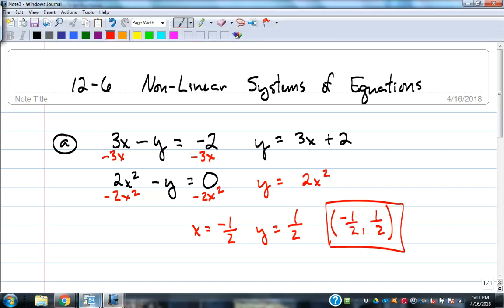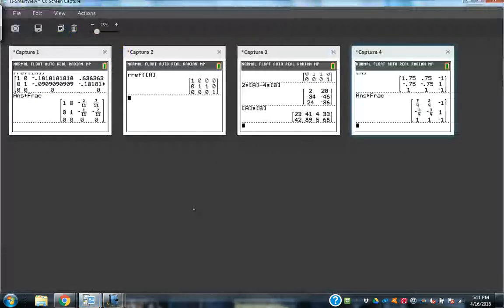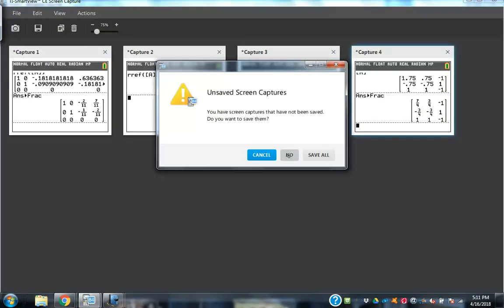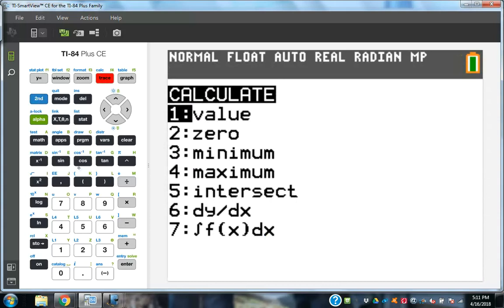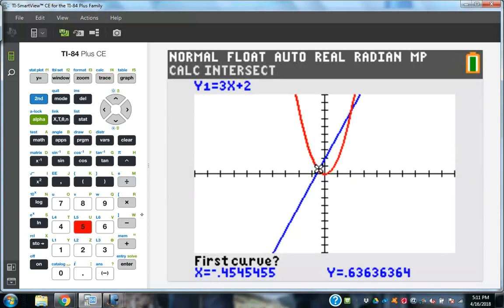Okay. Now I need to find that other intersection. So the other intersection, you're going to hit second trace. In the calculate menu, we're going to pick intersection. First curve is the blue one. I'm just going to get up there close to it so I don't have to move around so much later. Hit enter. Second curve. I'm just going to move up there closer to where they're crossing. Hit enter.